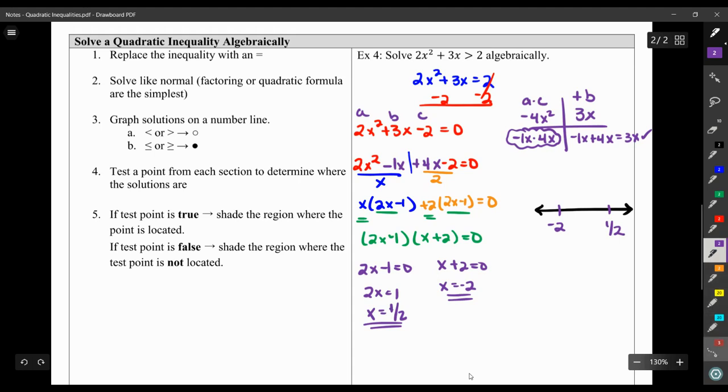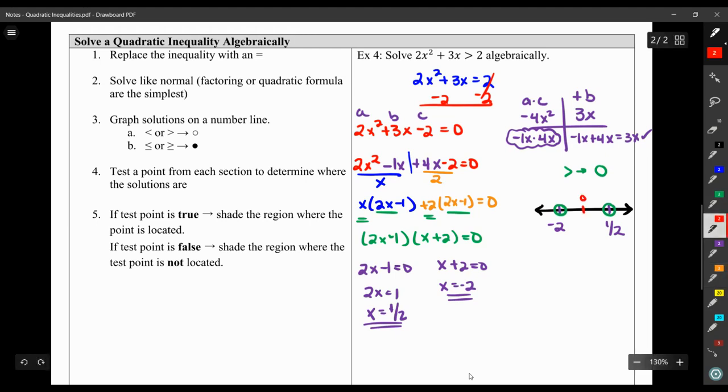Now let's worry about the inequality itself. So we've actually found the boundary. Now we need to figure out shading and boundary type. So because this is a greater than, that means it has to be open circles. So that means -2 is going to have an open circle, and so is 1/2. The final thing we need to find is shading. That's where another test point comes in.